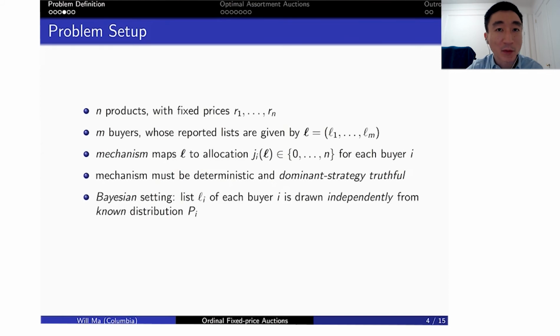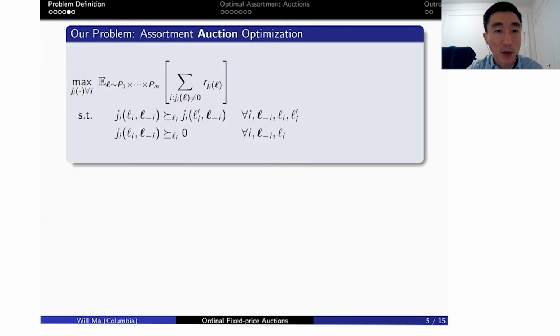So this problem, like usually in assortment optimization, takes place in a Bayesian setting where each L is drawn independently from a known distribution Pi. The buyers could have different list distributions. And the objective of the mechanism designer is to maximize the expected revenue. Formally, this is how you would write the optimization problem. The objective is the expectation over the list profile L, drawn from a product distribution, of the sum of the fixed prices R_{ji} of the products that are allocated.